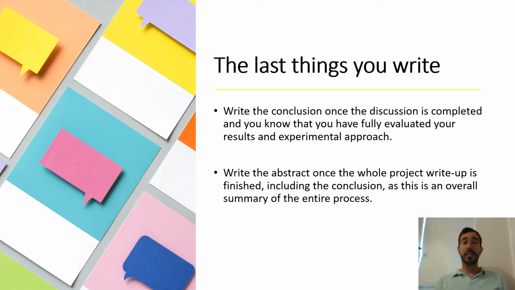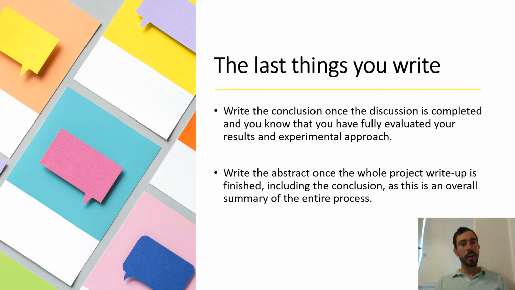So we're going to look at these two concepts together because they are the last things that you write when you produce research outputs. You write the conclusion once the discussion is completed because you know that you fully evaluated your results and your experimental approach. You've contextualized your findings, you've identified positive aspects and limitations, and you have suggested research extensions. You've gone through each aim and hypothesis in turn, and you've showed the meaning behind your results.